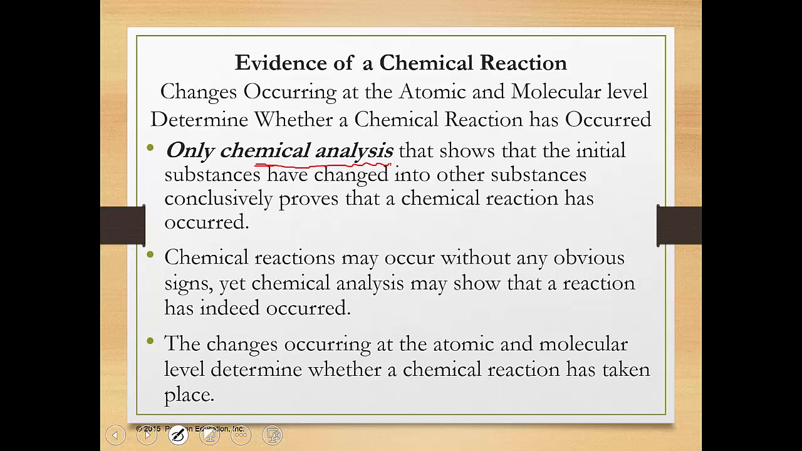Sometimes a chemical reaction may occur without any obvious signs. We may not see the things that we've talked about here, but chemical analysis would indicate to us that something has really occurred. It's the changes that are occurring on the atomic or molecular level that determine whether or not a chemical reaction takes place. So even though we can use evidence at the macroscopic level to tell us what's going on, we have to realize that sometimes we have to verify that at the microscopic level.